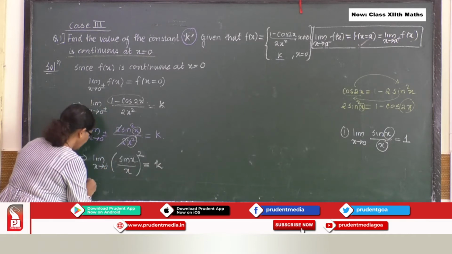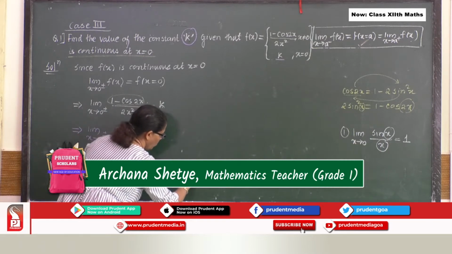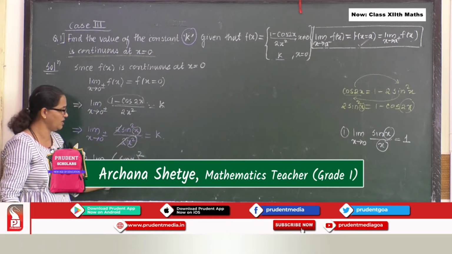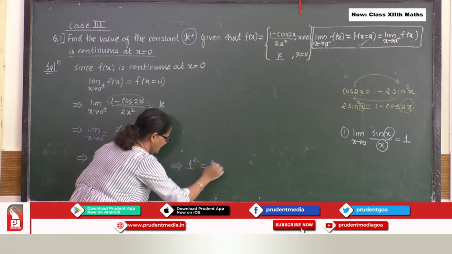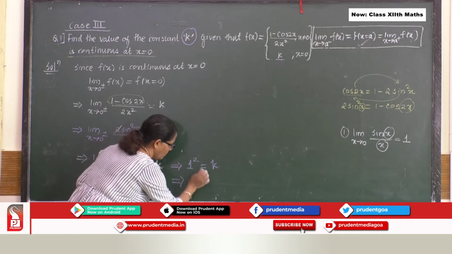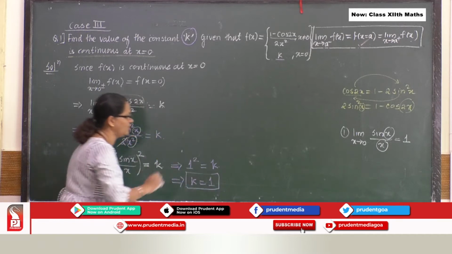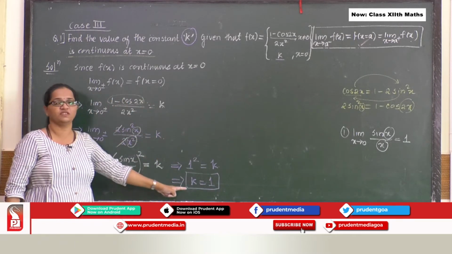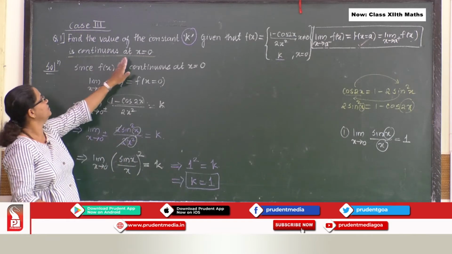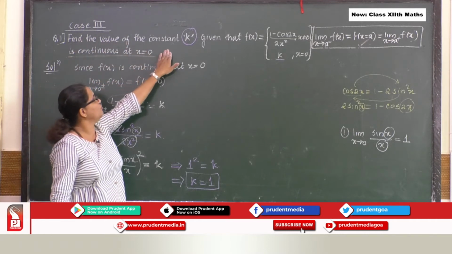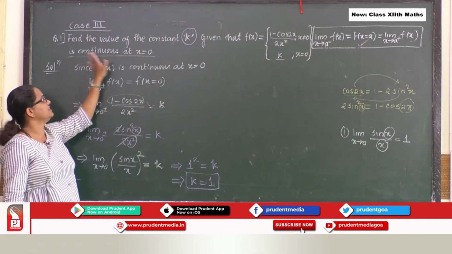Now this is nothing but 1. This value is 1, and 1 square is 1. So I get this, which implies k equals 1. So what is the value of the constant? The value of the constant is 1. Okay. So look at the problem here. The value of the constant you need to find, whereas it is given that the function is continuous.